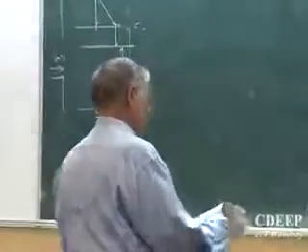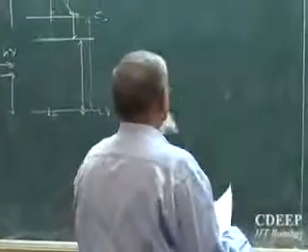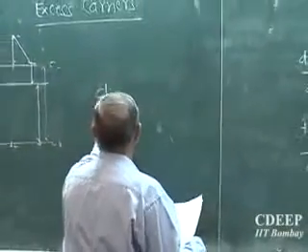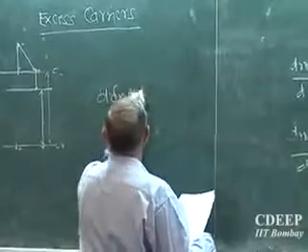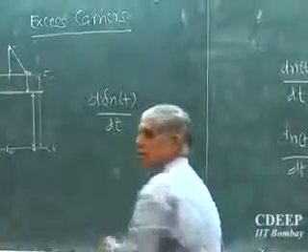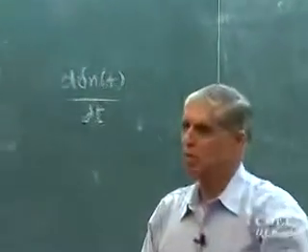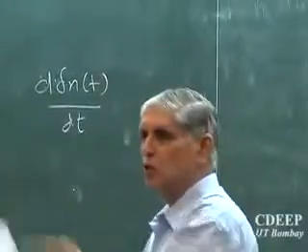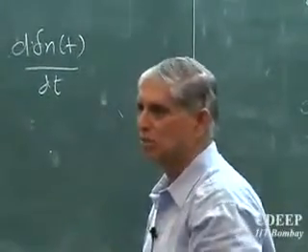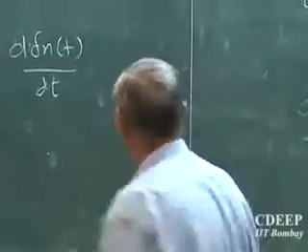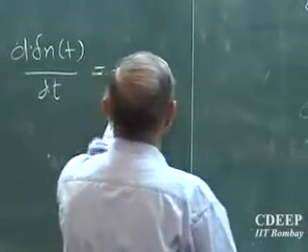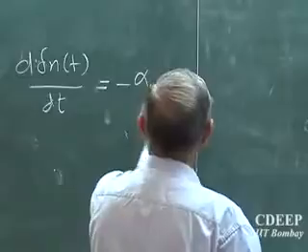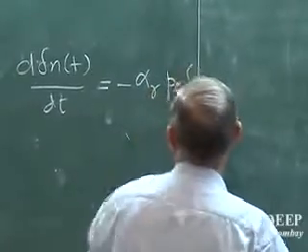Yes? Okay, let me first keep it. So d n by d t can also be written as d delta n t by d t. Because n0 is constant, d n0 by d t is 0. So that is equal to minus alpha r p0 delta n.